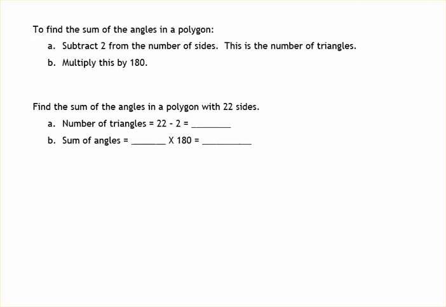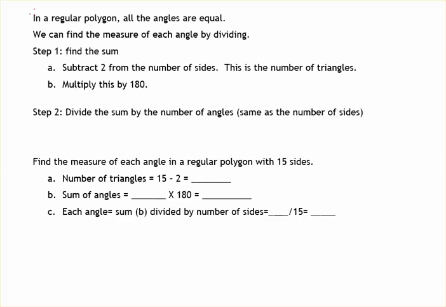Let's do another one. Find the sum of the angles in a polygon with 22 sides. We start by subtracting 2 from the number of sides. If there's 22 sides, that means there's 20 triangles. To find the sum of the angles, we're going to take the number of triangles and multiply it by 180. 20 times 180 equals 3,600. In a polygon with 22 sides, there is a total of 3,600 degrees.